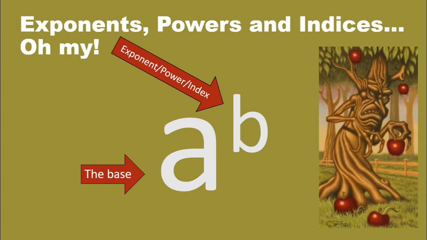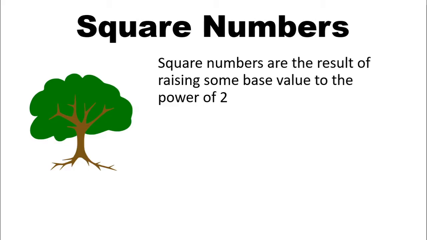Now we've seen indices before when we were looking at square numbers. Square numbers are the result of raising some base value to the power of 2. X squared, for example, means x raised to the power of 2. And the power tells us how many times we need to multiply by that base. So x to the power of 2 means x times x. There are two x's being multiplied together.